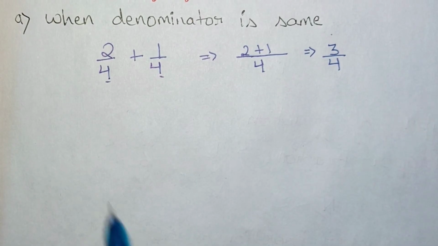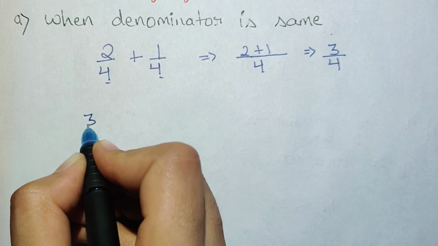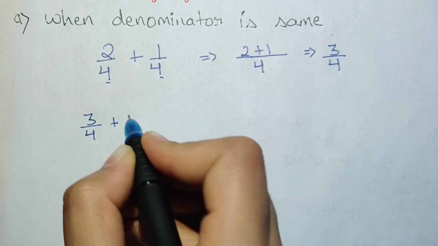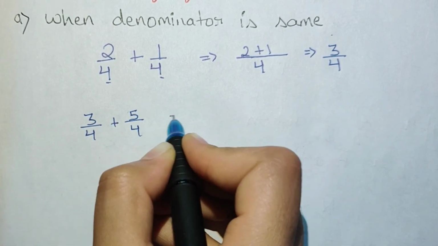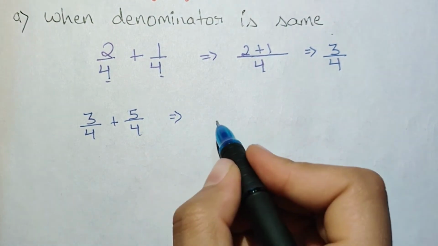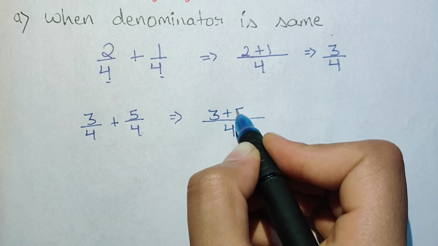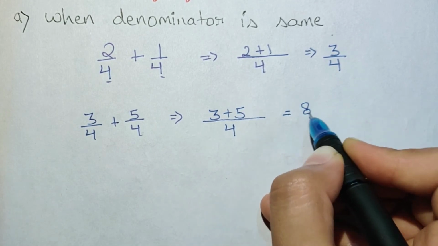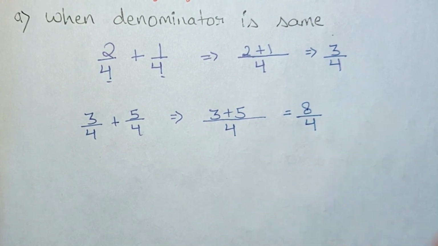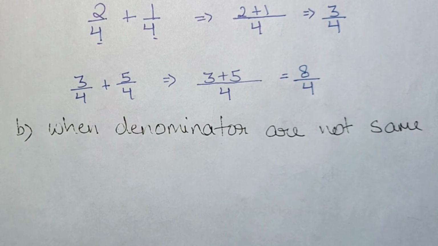Let us take one more example. 3 upon 4 plus 5 upon 4. Denominators are same. We'll simply write it as 4. Then add the numerators. 5 plus 3, 8. 8 by 4. The second type is when denominators are not same.